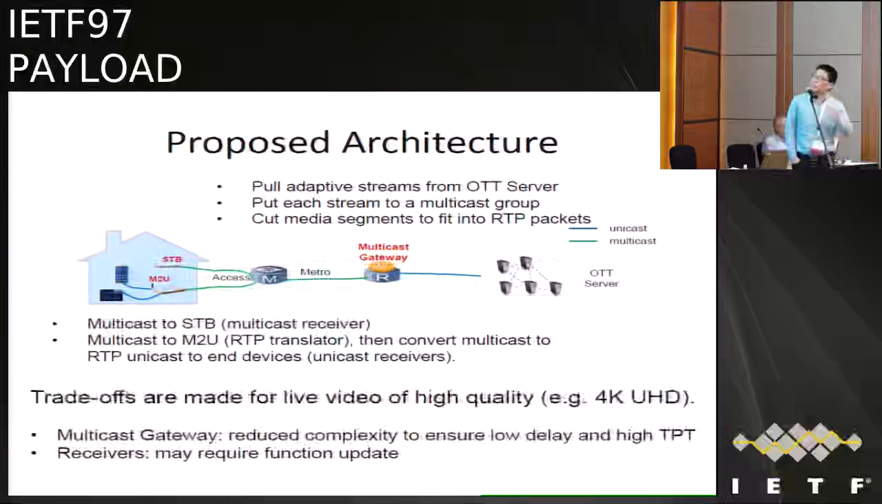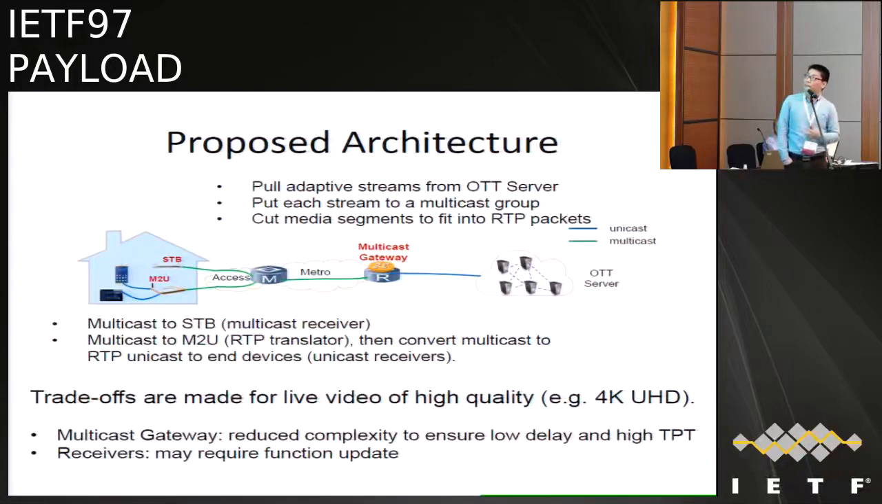Next, please. So this is the proposed architecture. The key thing is the multicast gateway. It works kind of like an ABR client and pulls these adaptive streams from the ABR server and converts each of the streams into a multicast group. It also feeds the media segments into the RTP packets.